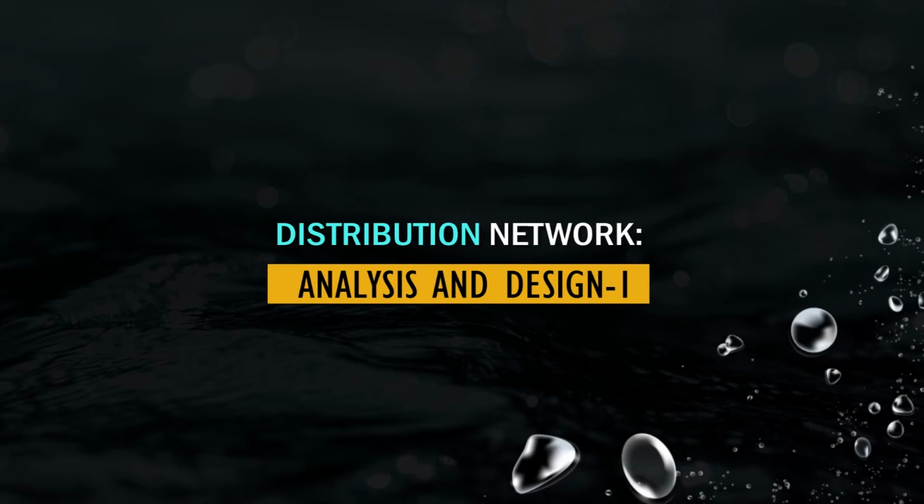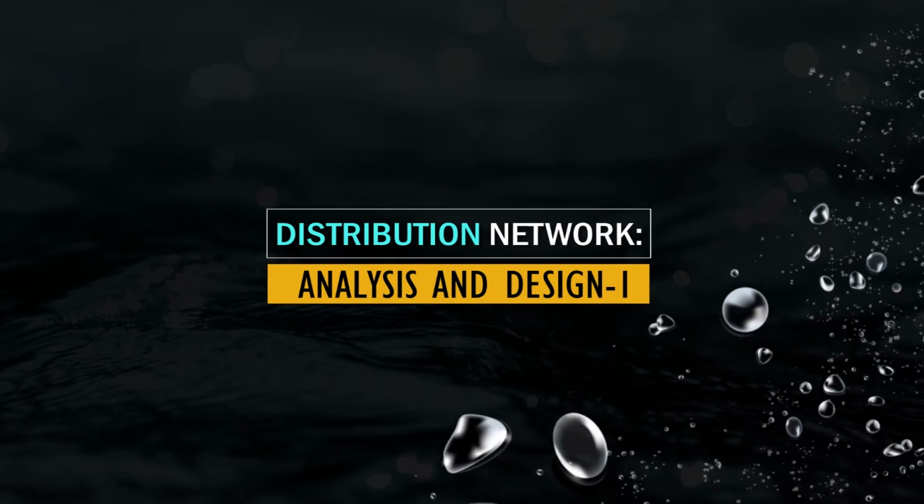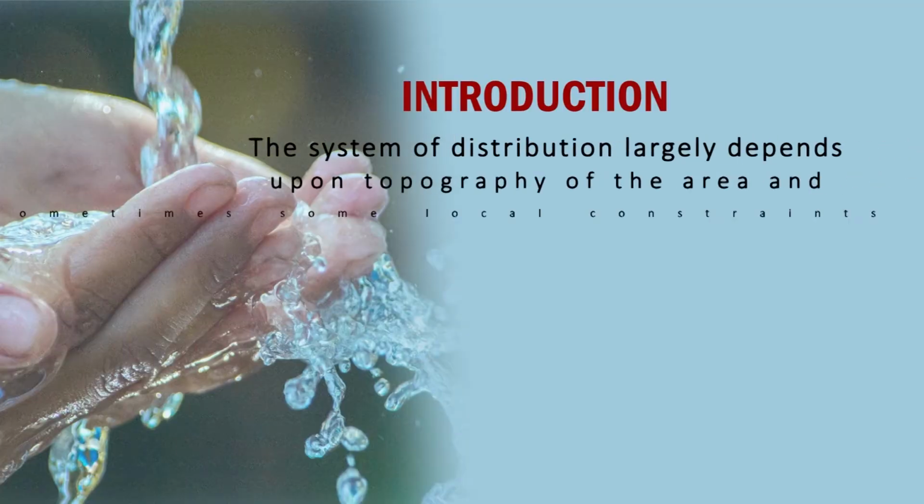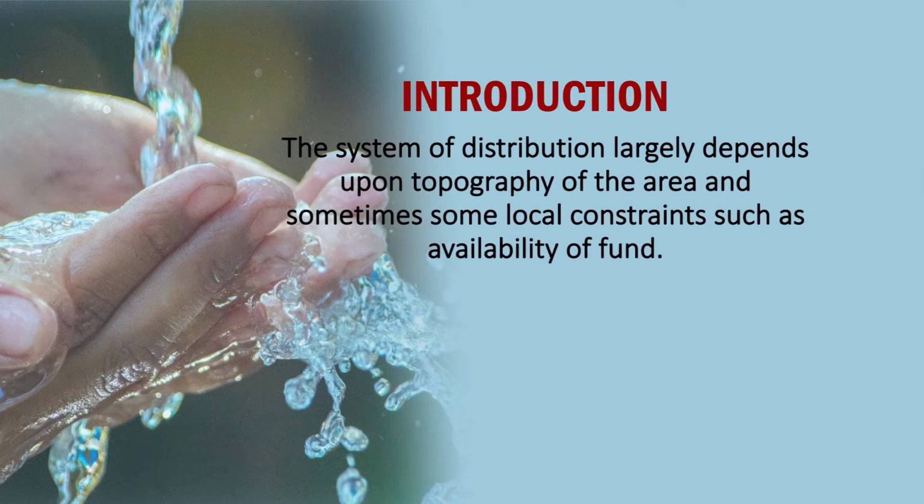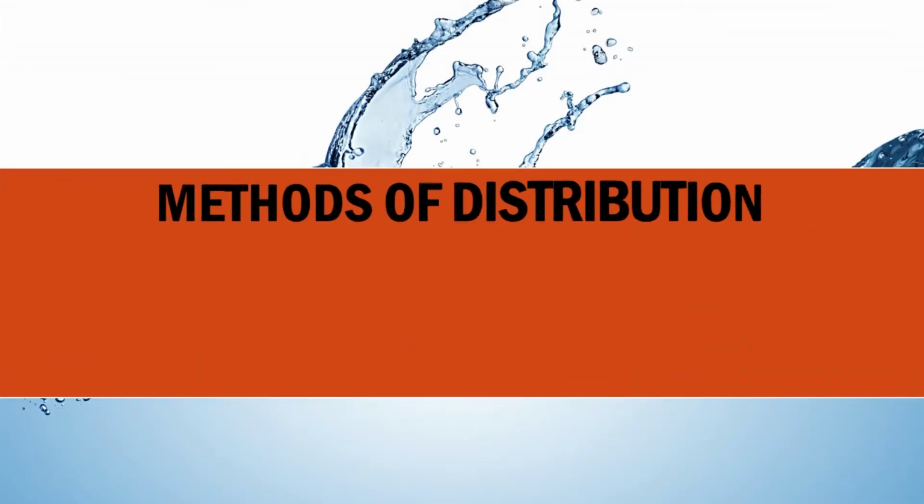Today we will discuss distribution network analysis and design, part 1. The objective of a distribution system is to supply water to the consumers with adequate pressure and quantity. The system of distribution largely depends upon the topography of the area and sometimes some local constraints such as availability of the fund.